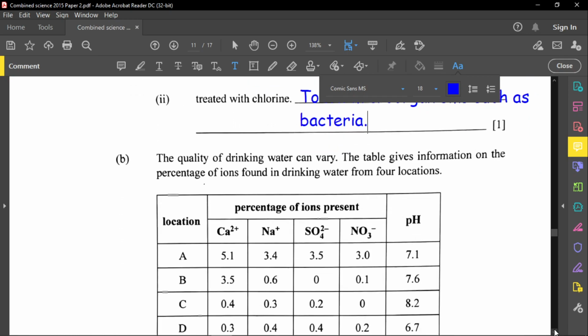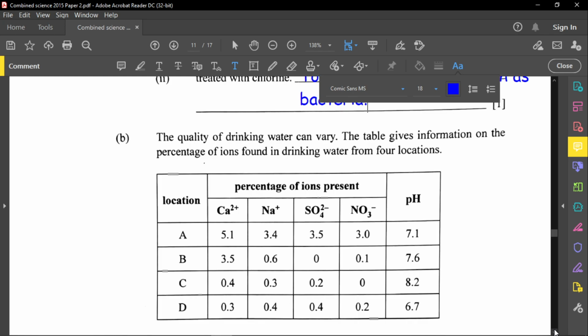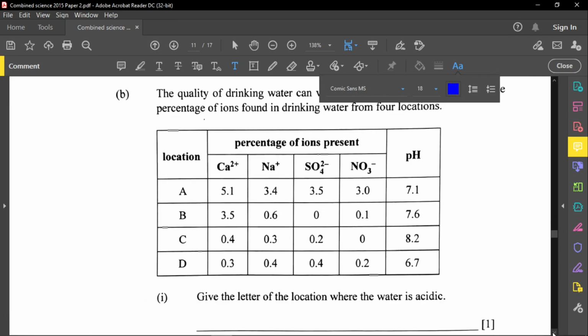All right, so now for part B, it said the quality of drinking water can vary. The table gives information on the percentage of ions found in drinking water from 4 locations. And so the locations we have here are location A, B, C, and D. We have calcium ion, sodium ion, sulfate ion, nitrate ion, and this is the pH level right here.